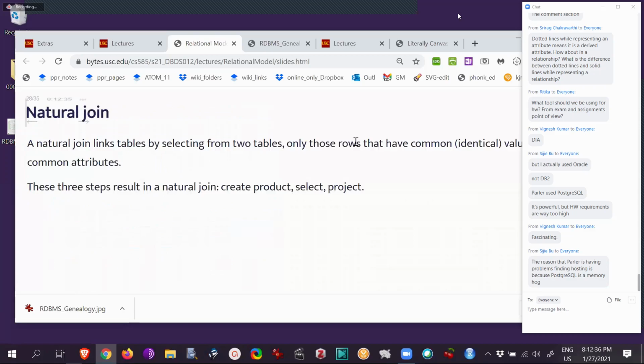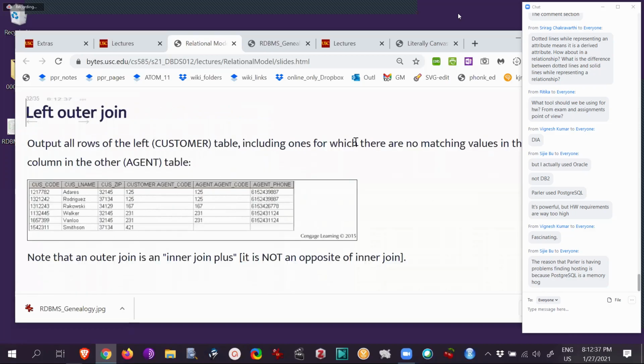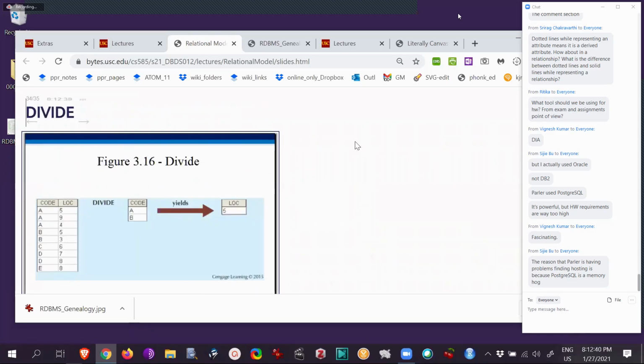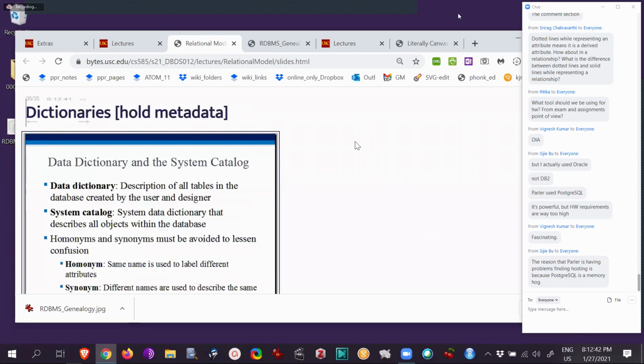So join illustrations and natural joins, many kinds of joins. Left join, right join. Divide. See, you can actually divide tables. So if you're curious, you can go read this ahead of time, but we'll come back to all this next Wednesday. And this is not about relational tables at all.